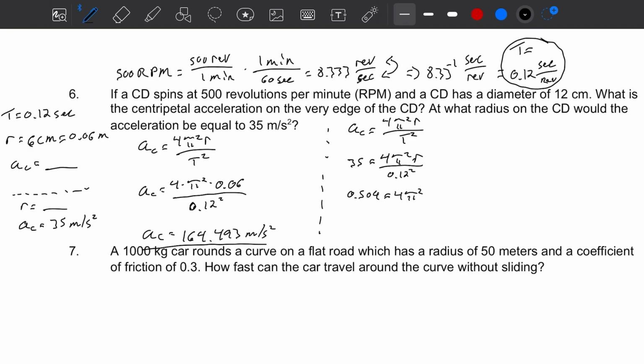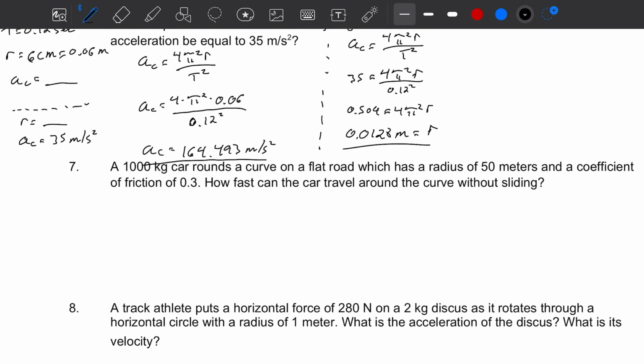So we're going to set this equal to 35 is equal to 4 pi squared r over 0.12 squared. I'm multiplying the 0.12 squared to the other side. I'm going to divide by 4 and then divide by pi squared. Many times people will divide by 4 pi squared without the parentheses. The calculator thinks it's divide by 4 and then multiply by pi squared. So do it one step at a time. The answer for your radius was 0.0128.